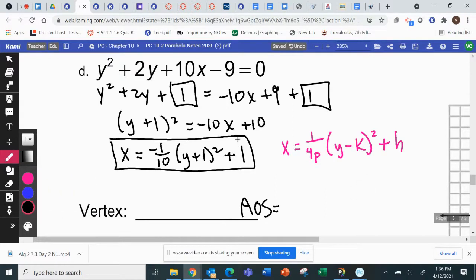We're going to find our vertex, and we're also going to find our axis of symmetry. Just make it on the same line. It doesn't really matter which one you find first. So our vertex is always (h, k). Always (h, k).